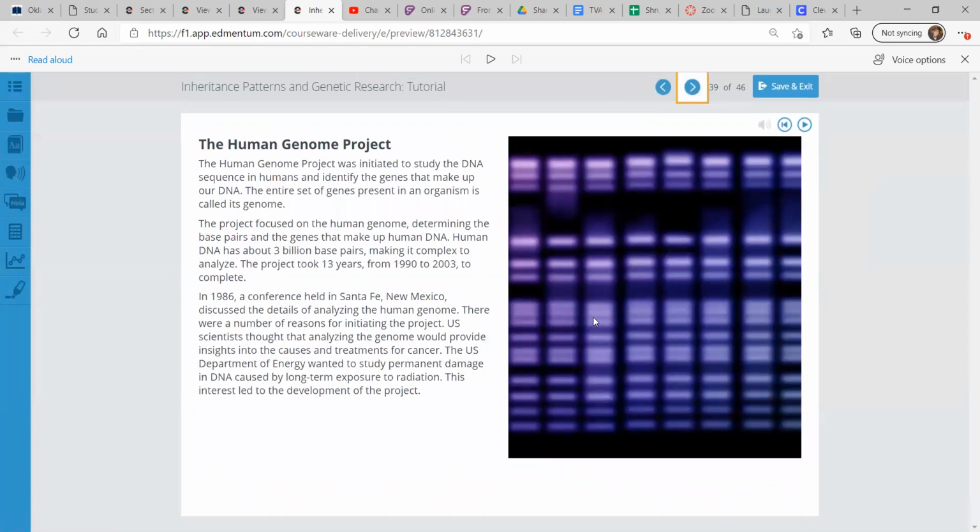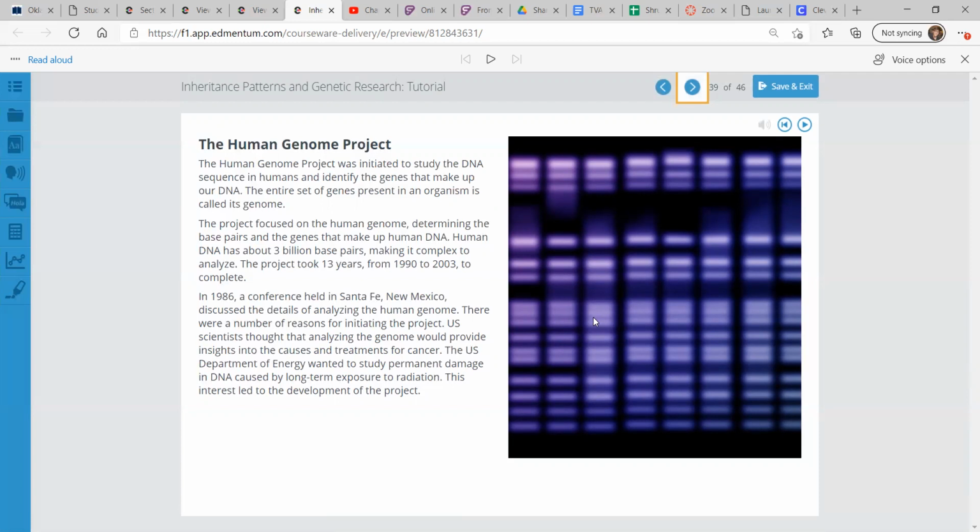The Human Genome Project was initiated to study the DNA sequence in humans and identify the genes that make up our DNA. The entire set of genes present in an organism is called its genome. The project focused on the human genome, determining the base pairs and the genes that make up human DNA. Human DNA has about 3 billion base pairs, making it complex to analyze. The project took 13 years, from 1990 to 2003, to complete.